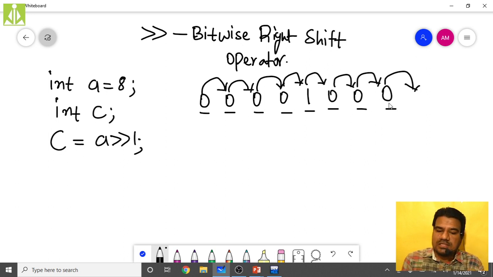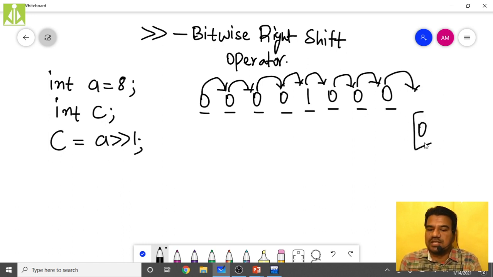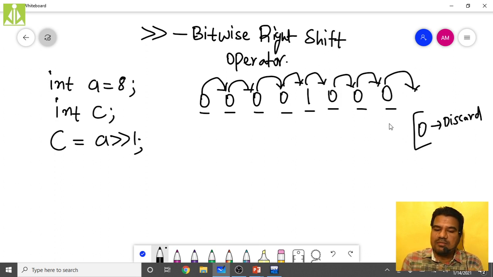Now again this 0 will come over here and gets discarded because it is losing its place. As you can see, it does not have any place to keep here. So simply, if you don't have a place to keep it, discard it. Then this 0 will come over here according to our rule, then this 1 will come over here, then this 0 will come over here. All the bits will get shifted.